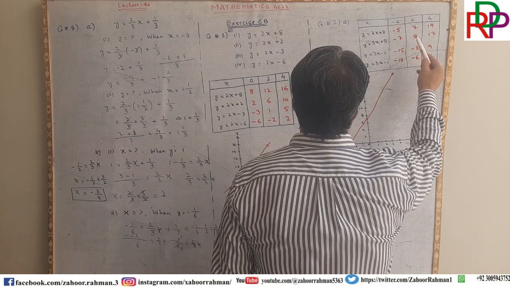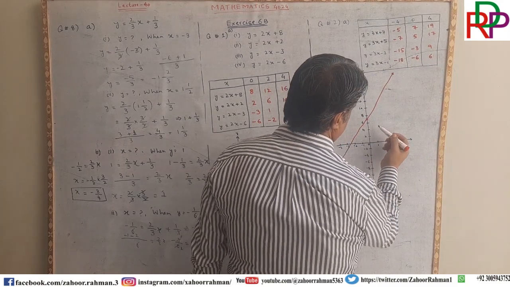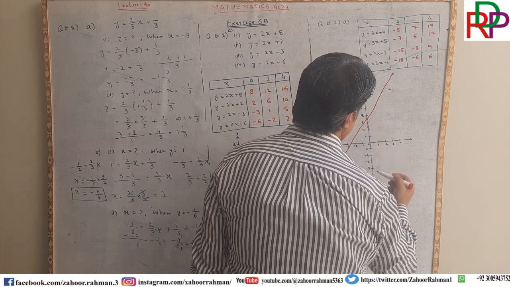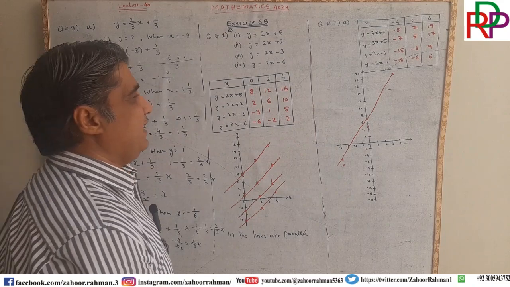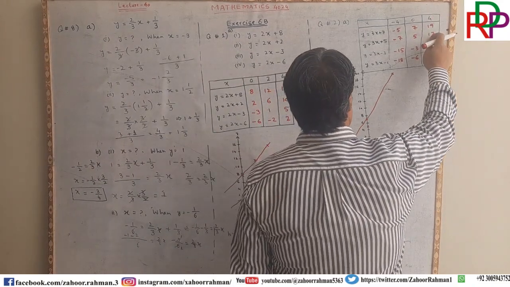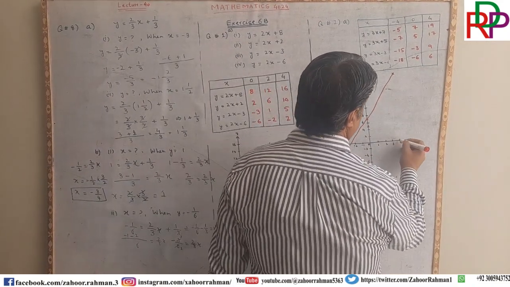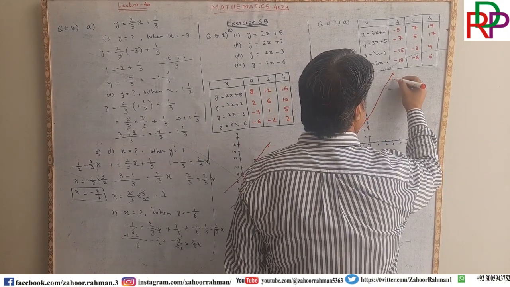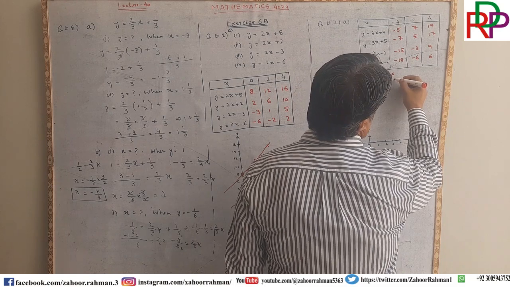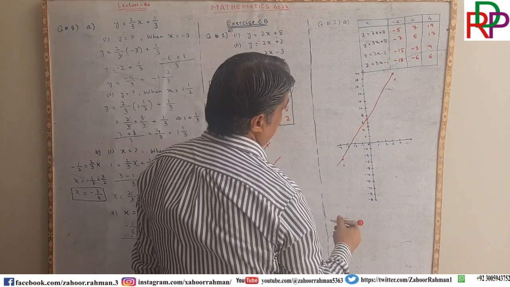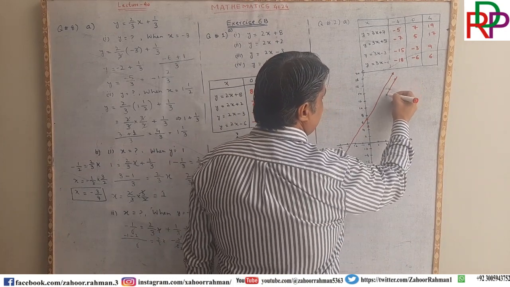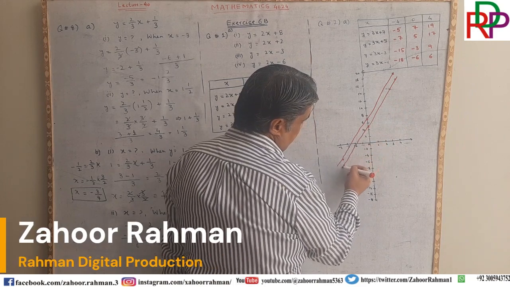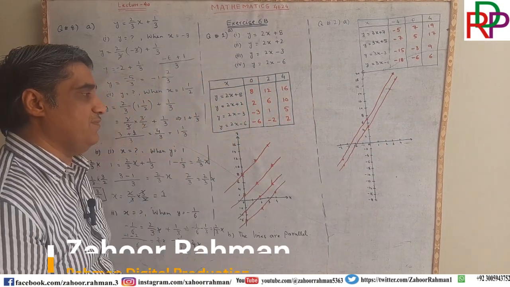For x is equal to 0, y is equal to 5. So 0 and 5 will be somewhere here. And for x is equal to 4, there will be 17. For 4, there will be 17, which will be somewhere here. Now we have to connect these points carefully. You have to do it by scale. I am doing it roughly and telling you the way.